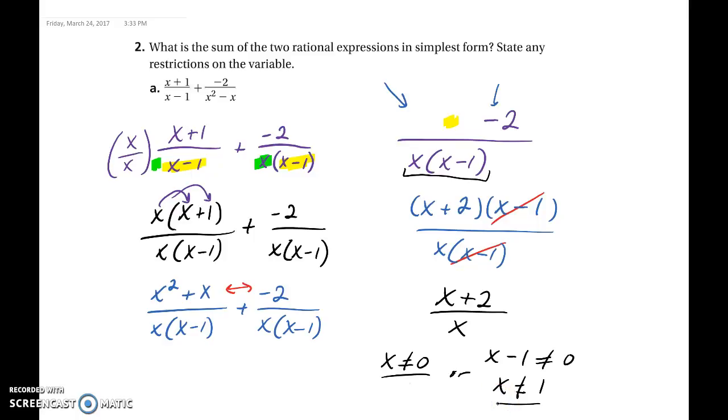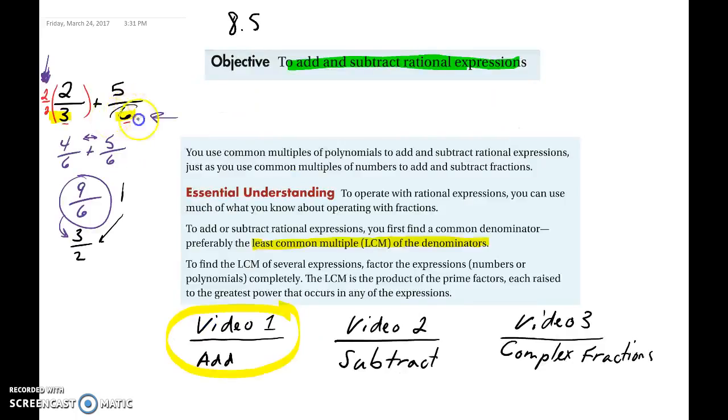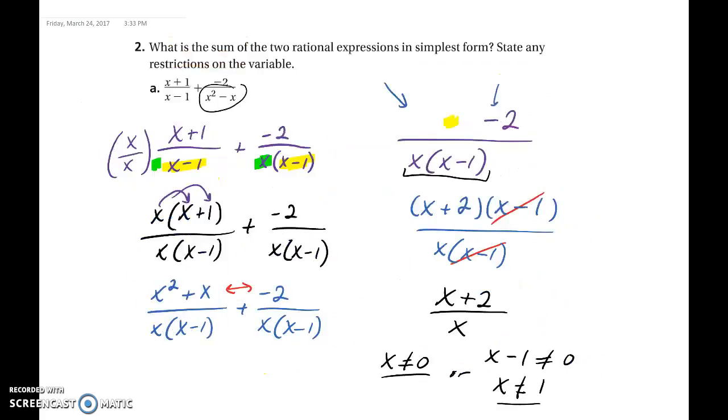All right, that is it for this video. That is it for adding. So it's really nothing new in the sense that we've learned all these steps. The only thing that makes this more challenging is that now it's going to be x squared minus x instead of just 6 and 3. But it's the exact same steps as before.